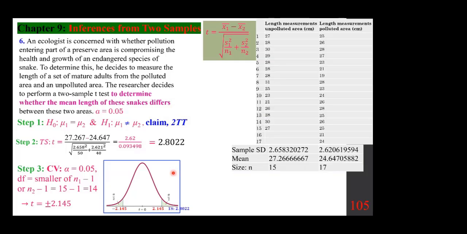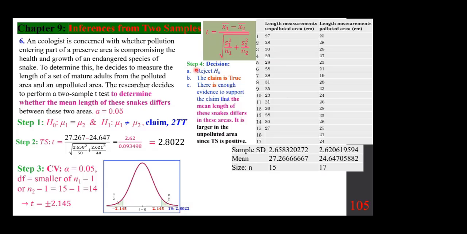So we have negative and positive, and this number 2.8022 is even larger than the positive value. It's way into the rejection region. Therefore, you're going to reject H0. So going back to the first step, if you're rejecting H0, then you're accepting H1, you're accepting the claim, and the claim becomes true. There is enough evidence to support the claim that the mean length of these snakes differs in these areas. It is larger in the unpolluted areas since the test statistic is positive.